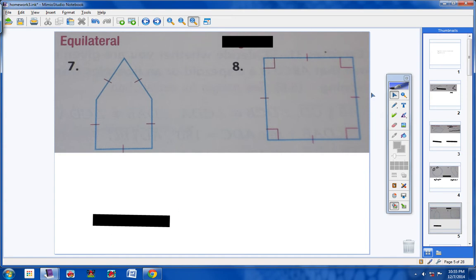Number 8. Notice on number 8, all of the sides are congruent, and notice all of the angles are congruent. So it's equiangular and it's equilateral. We call that regular. Whenever a polygon is equiangular and equilateral both, we call that a regular polygon. Okay, moving on to numbers 9 through 13.